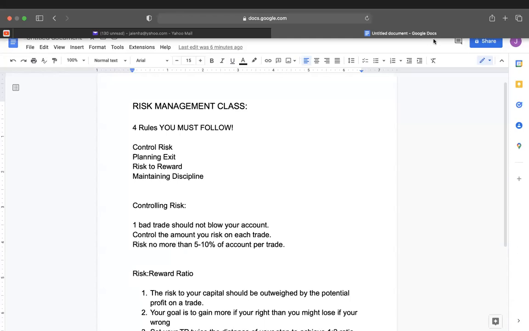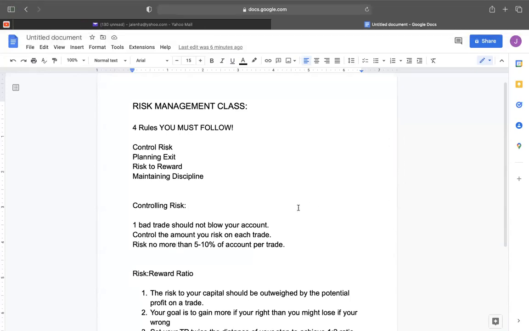So put this in your notes, right? There are four rules when it comes to risk management that you want to follow. And those four rules are: you want to control risk, you want to have an exit plan, risk to reward, and maintaining discipline, right? Without those four rules, and you're trading at this point, you're not a trader, you're a gambler. You're gambling if you can't understand these four rules.